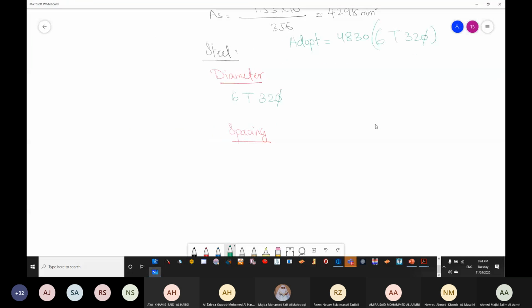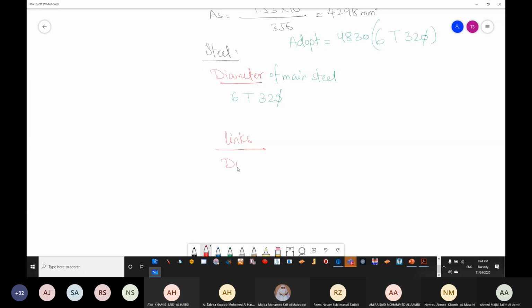We said the diameter of the main steel is 6 bars of 32. Okay. Let us go for the links now. Links.